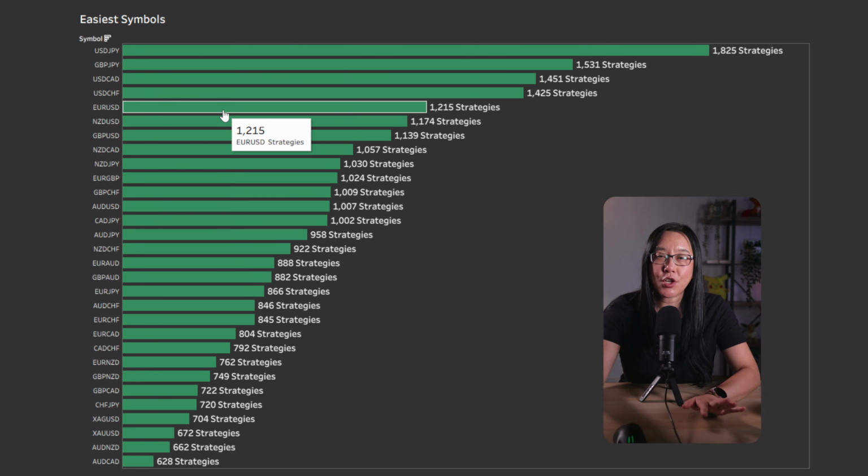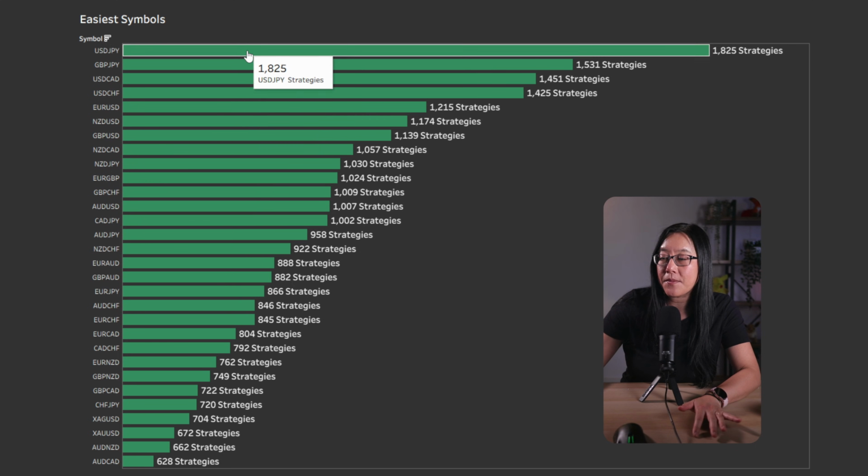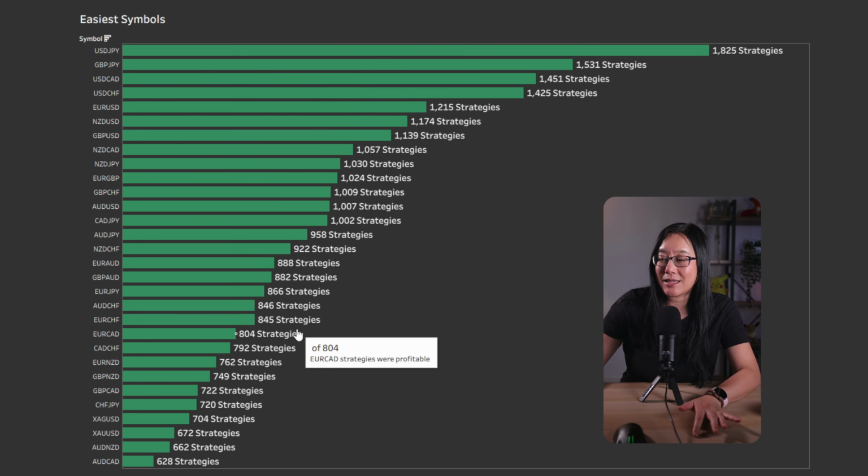So if you're a total beginner and don't know where to start to try to find a profitable trading strategy, use a currency higher in the list, because the ones at the bottom mean you're going to have a harder time. But there's more to it than just how easy it is to find a strategy. It also needs to be profitable.